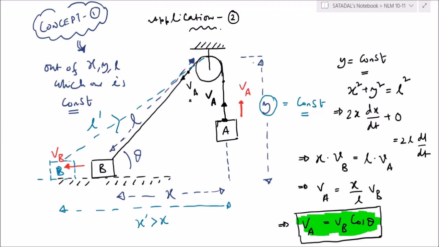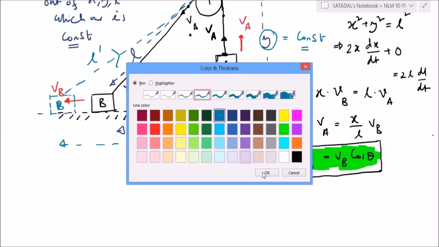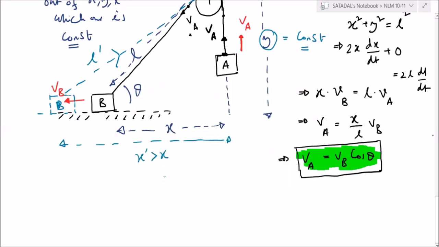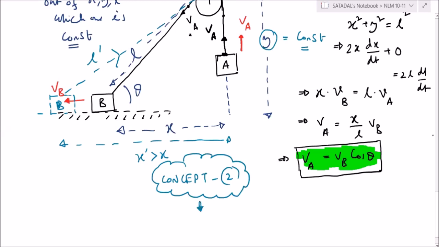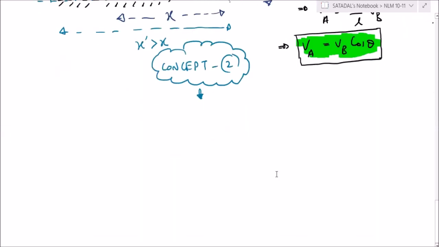Manish, is it okay now? Don't worry. Now the next one, the most interesting fact, is coming. Concept 2. Now in concept 2, how much time will it take to solve the question? Not more than 10 seconds.